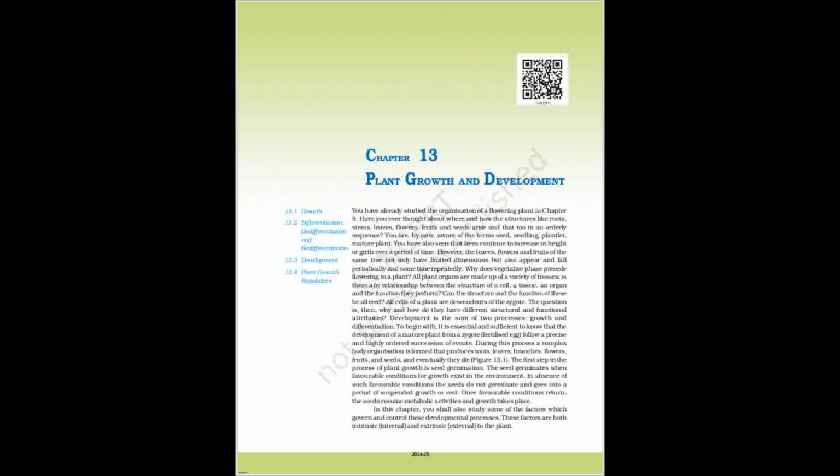The seed germinates when favorable conditions for growth exist in the environment. In absence of such favorable conditions, the seeds do not germinate and go into a period of suspended growth or rest. Once favorable conditions return, the seeds resume metabolic activities and growth takes place. In this chapter, you shall also study some of the factors which govern and control these developmental processes. These factors are both intrinsic (internal) and extrinsic (external) to the plant.